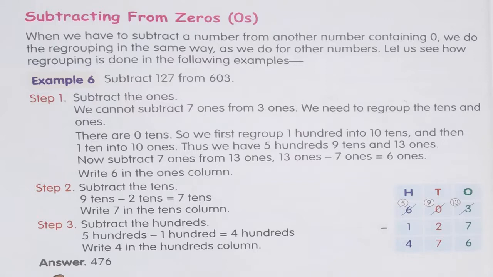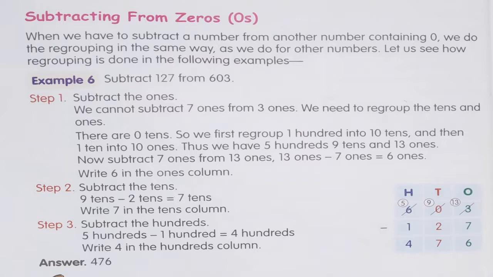Step 1, subtract the ones. सबसे पहले हम subtract करेंगे ones को. We cannot subtract 7 ones from 3 ones. We need to regroup the tens and ones. अब हम 7 को 3 में से subtract नहीं कर सकते, तो हमें क्या करना पड़ेगा? Regroup करना पड़ेगा. So there are 0 tens. So we first regroup 100 into 10 tens and then 110 into 10 ones. Thus we have 5 hundreds, 9 tens and 13 ones.